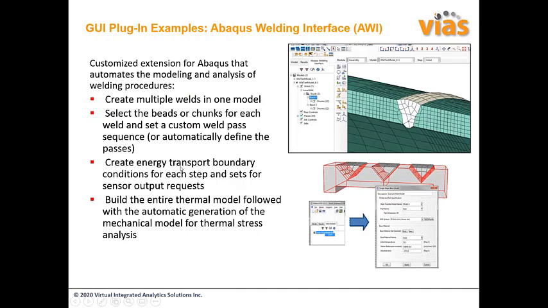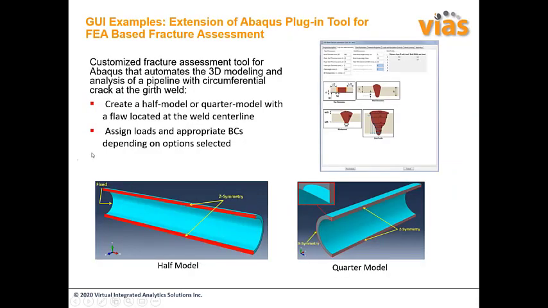Another example is the famous Abaqus welding interface that most of you might be familiar with. For this application, you can create multiple welds in one model, for example, on a pipeline or on a pressure vessel. You can select the beads or chunks, and then you can simulate the welding process: how many welding paths, what is the geometry of the weld, and how the heat affected zone stresses are looking. This is what the Abaqus welding interface does for you. So this is another fairly good example of the GUI plugin.